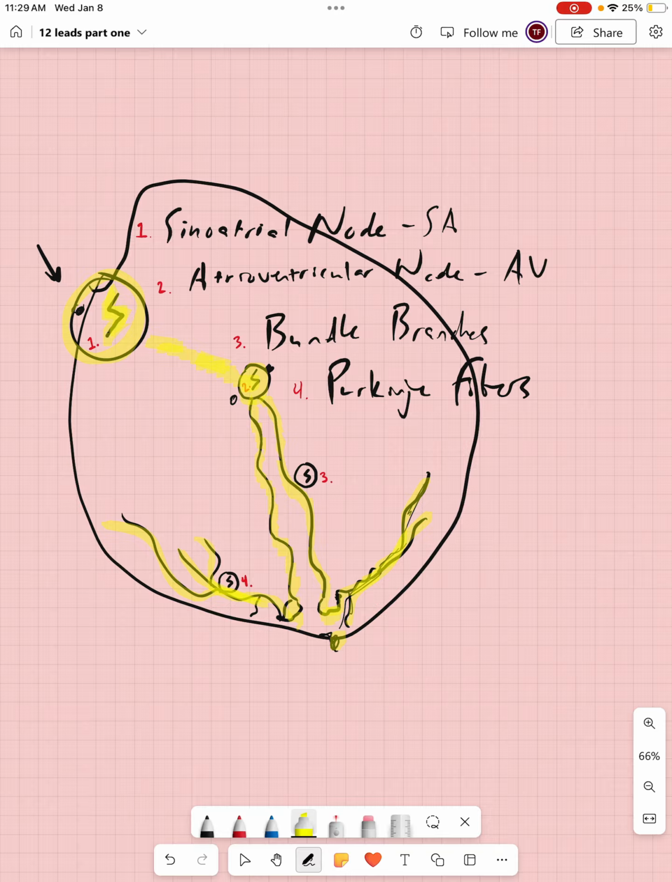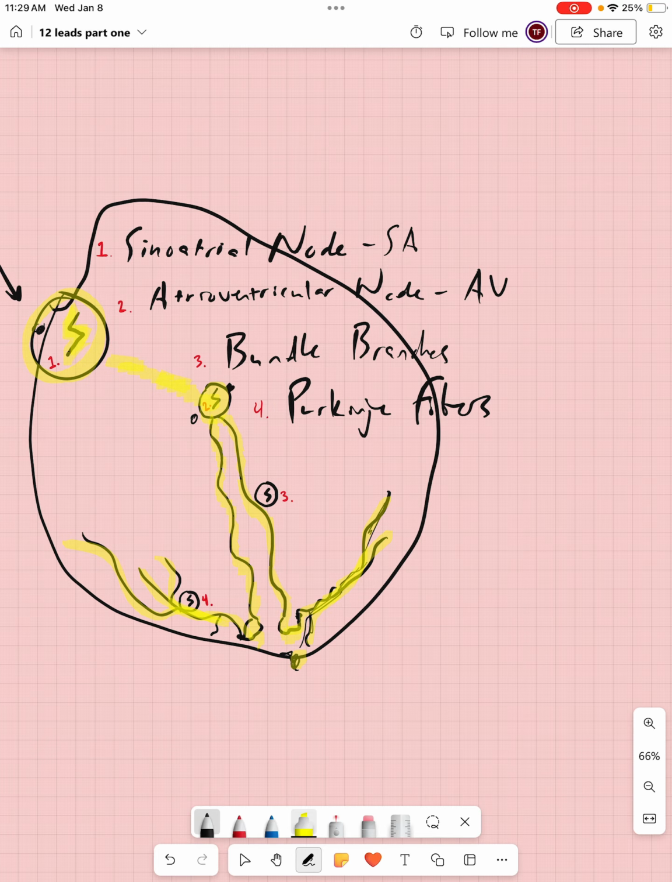So our SA node generates an electrical impulse at a specific rate, as do these other sites as well, but they're not the same. The SA node is going to generate an impulse at 60 to 100 beats per minute. That might sound familiar. Well, that is our quote-unquote normal heart rate range for vital signs. So when we're looking at a heart rate that is outside of that window, that clues me in as a provider to there might be something electrically wrong with this patient.